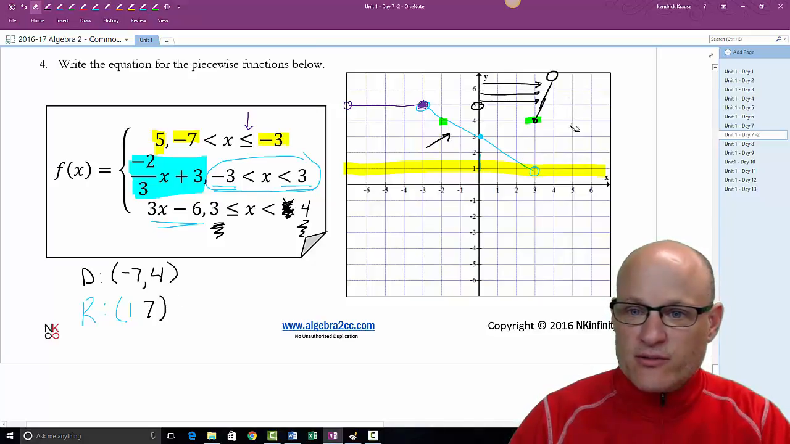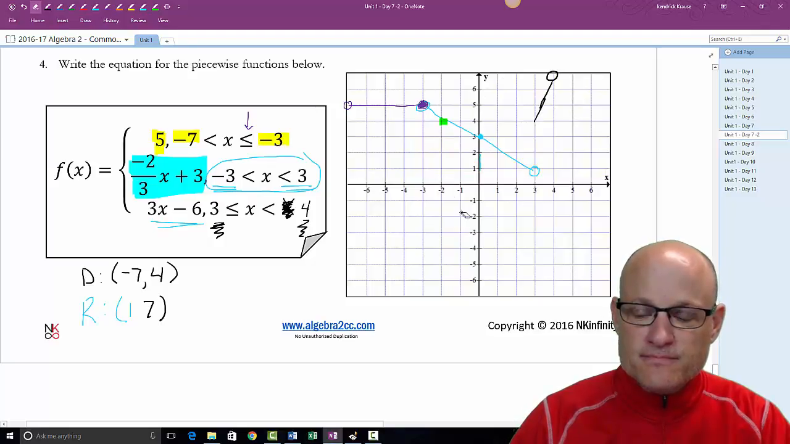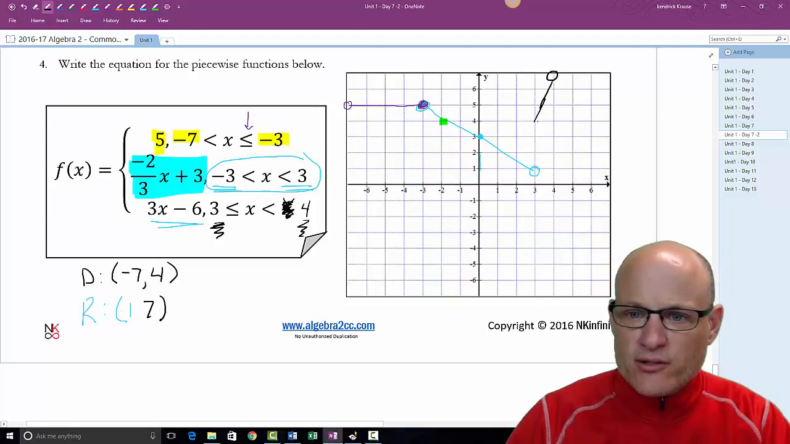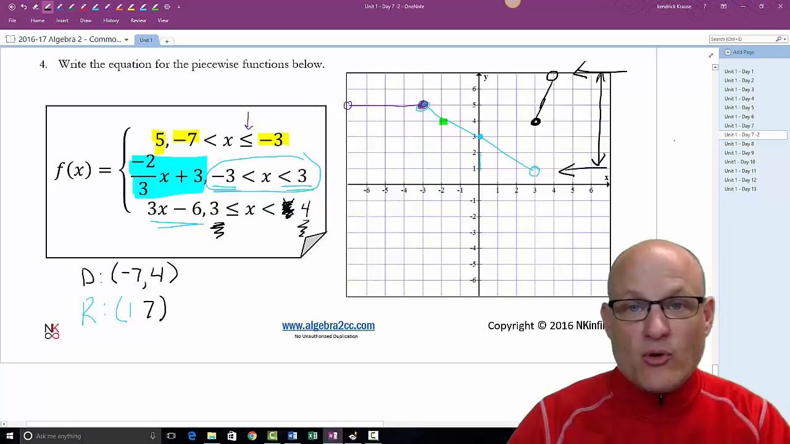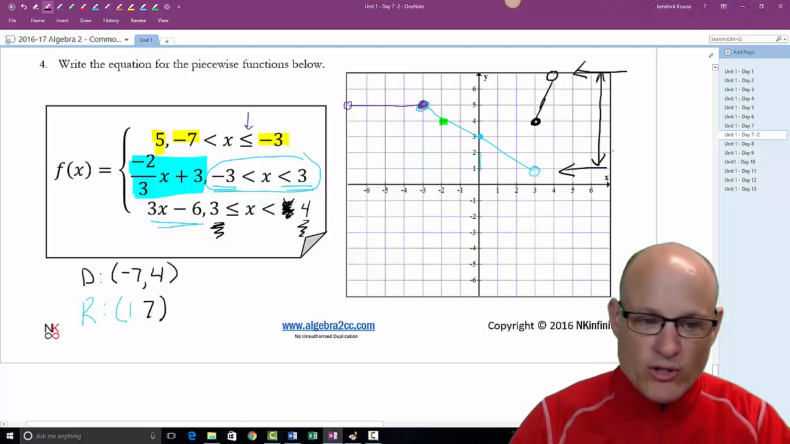So let me see if I can. I knew I'd do that. So this should be bracket. The lowest y value here is 1, and the highest value here is 7. And from here to here, there's always a point on the graph. So there's our y range.